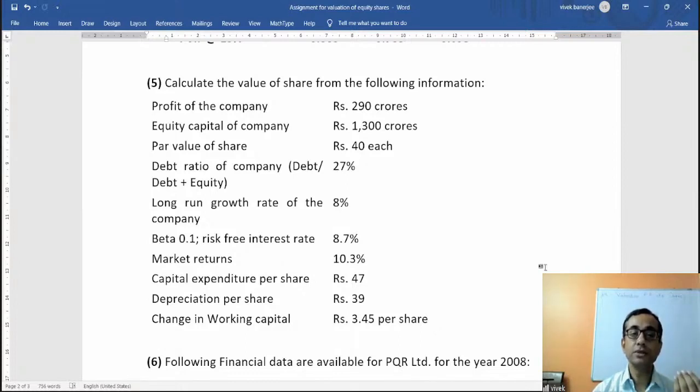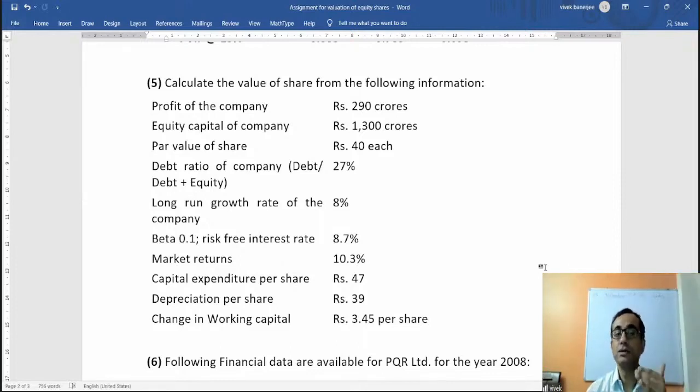Now, capital expenditure per share given, depreciation per share given, changes in working capital given. So from all these figures, you can deduce that this question cannot be calculated with the help of the dividend discount model or the earning based model. It can be safely assumed that this question can be calculated with the help of the free cash flow to equity model.